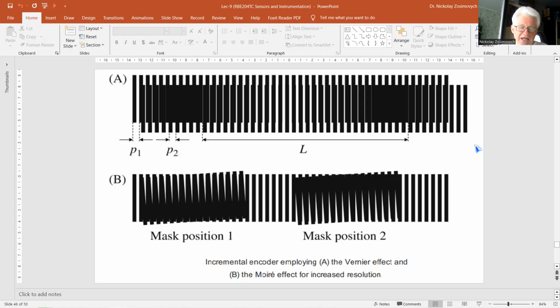Similarly, two scales with the same pitch but making a small angle also cause white and dark zones, as in figure B. When the scales shift a distance of one pitch relative to each other, the dark zone shifts over a complete synthetic period. The Vernier period equals L = p1 times p2 over p1 minus p2. And the configuration behaves as an optical displacement amplifier.